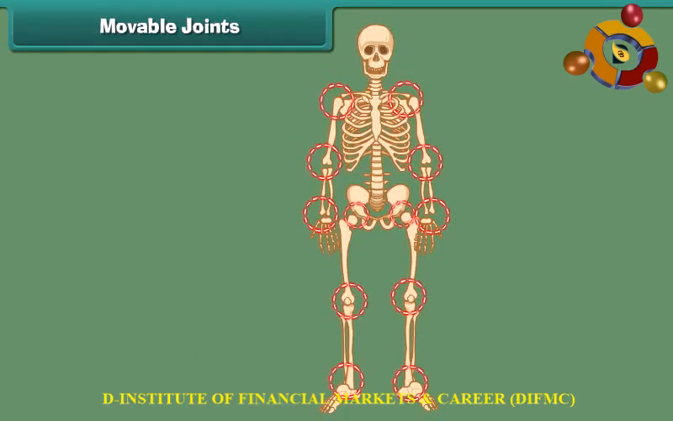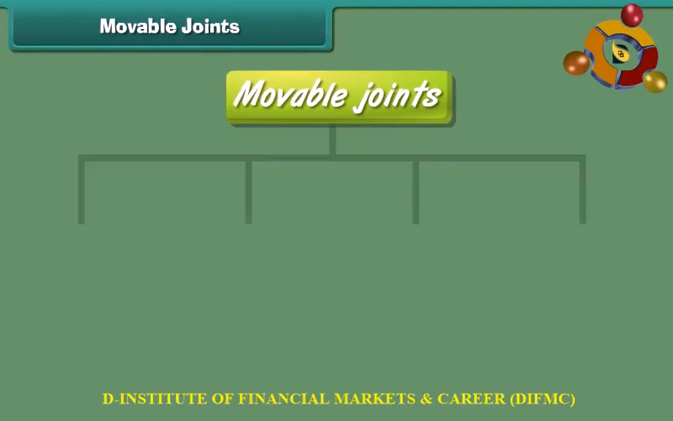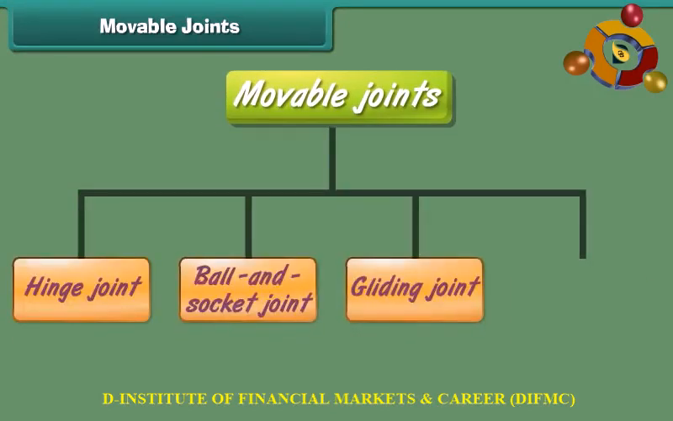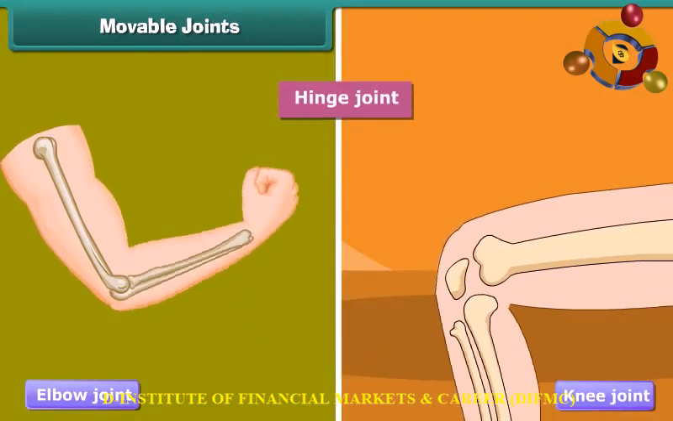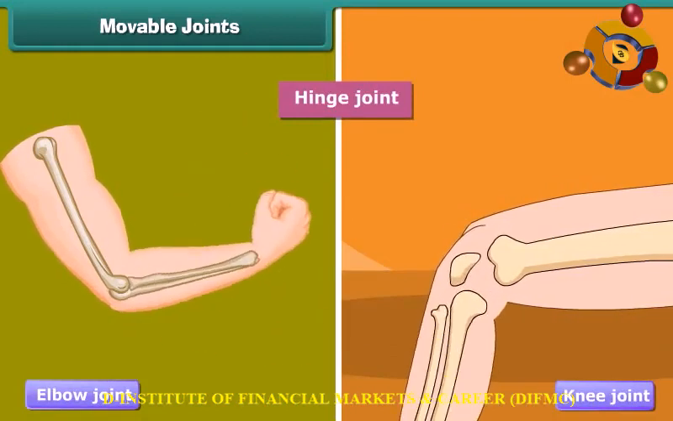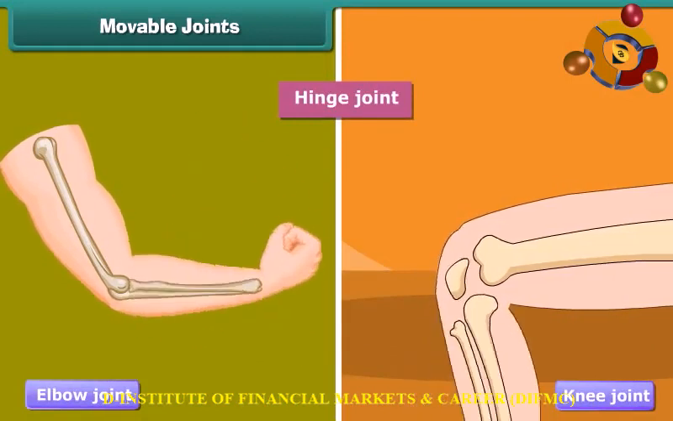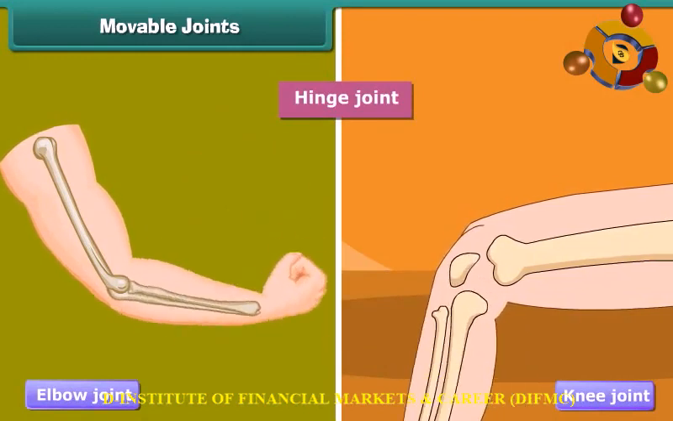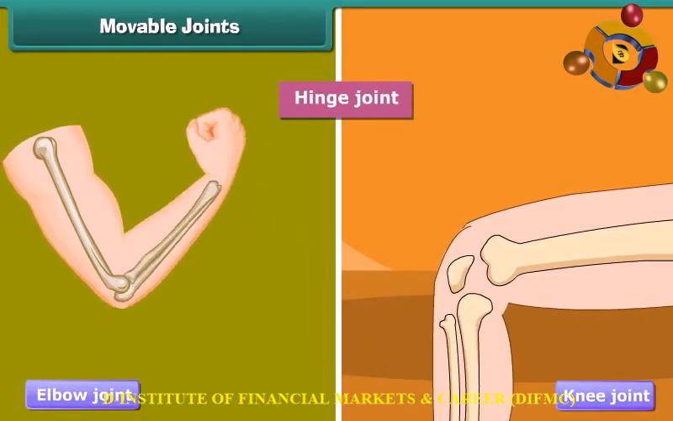Most movable joints allow free movement of the body parts, whereas in some joints only a little movement is possible. Movable joints are grouped into 4 types on the basis of movement. Come, let us discuss each type in detail. Hinge joint. These are the joints which can be bent in only one direction. For example, elbow joint and knee joint.